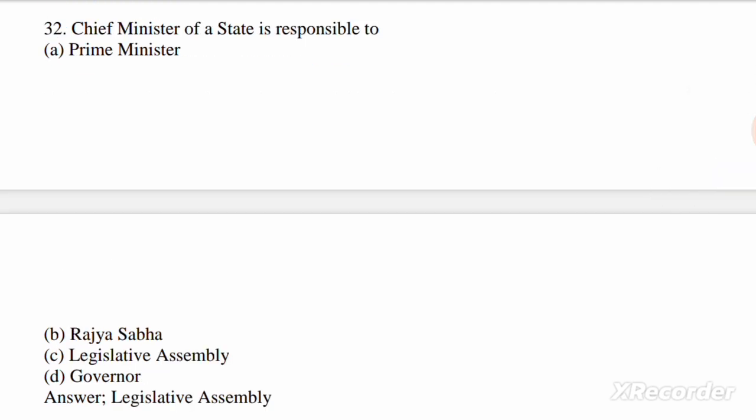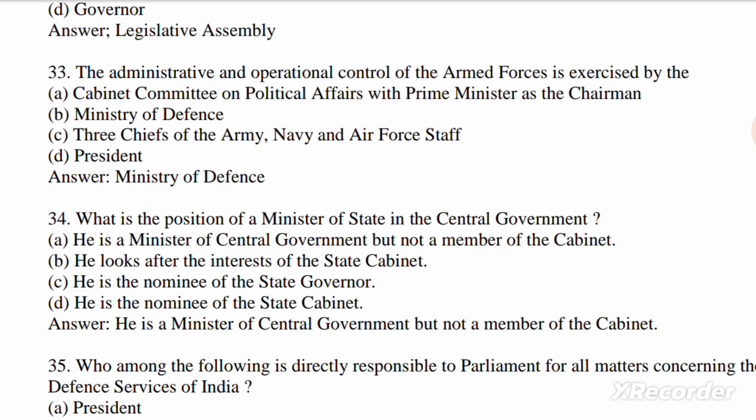32. Chief Minister of a state is responsible to Legislative Assembly. 33. The administrative and operational control of the armed forces is exercised by the Ministry of Defense. 34. What is the position of a Minister of State in the central government? He is a Minister of Central Government but not a member of the Cabinet.